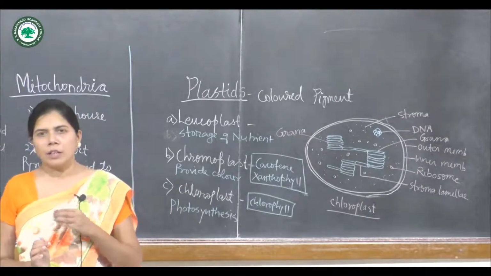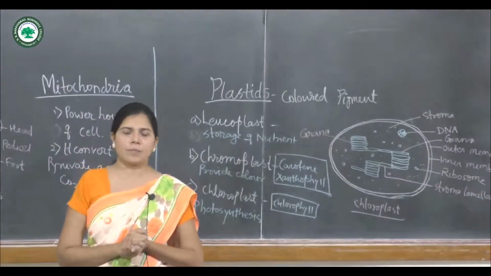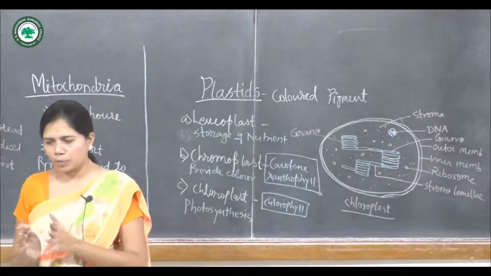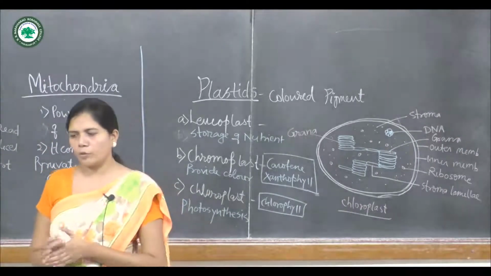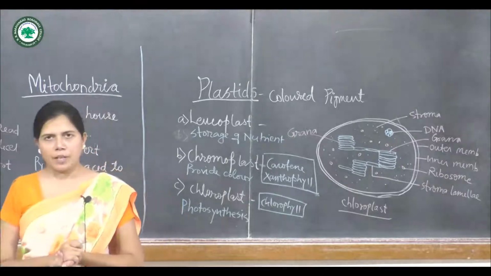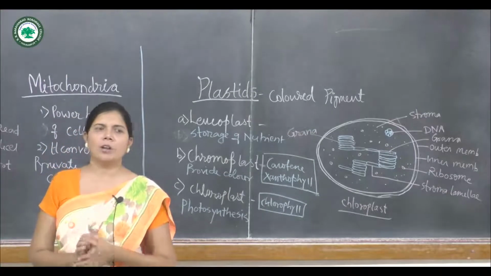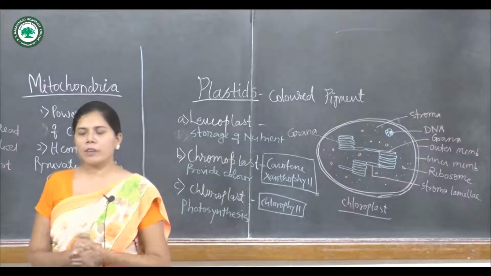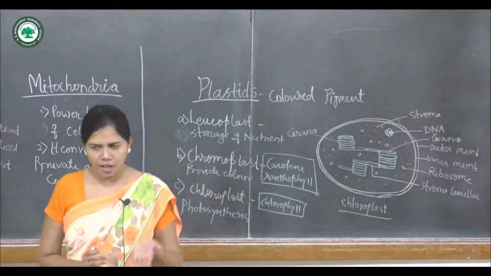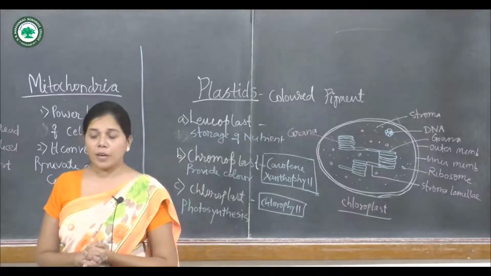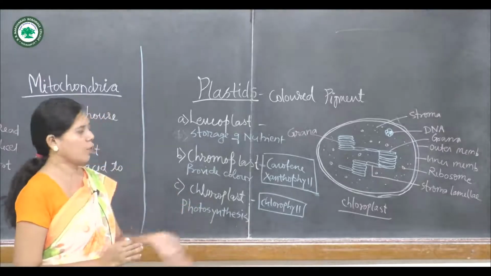In the stroma there is a space which contains enzymes, and these enzymes are essential for the process of photosynthesis. This chloroplast contains the chlorophyll pigment, a green pigment, that's why it takes part in the process of photosynthesis. Along with the grana and the stroma, the chloroplast also contains DNA, RNA and ribosomes, and it is the colored pigment which helps in the process of photosynthesis.